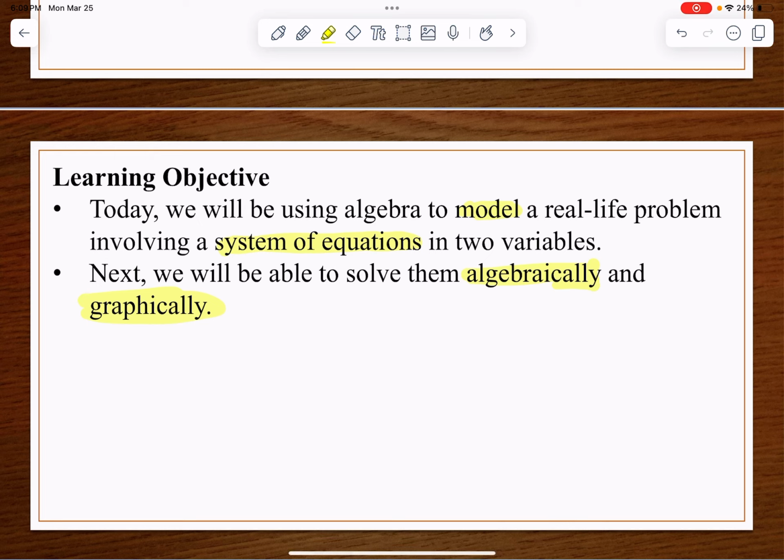There are other methods of solving, like the matrix method, and also drawing on the grid, but we'll use those in the next class. This class is mostly focused on two methods, algebraically and finally using Desmos. So let's get into the problem now.